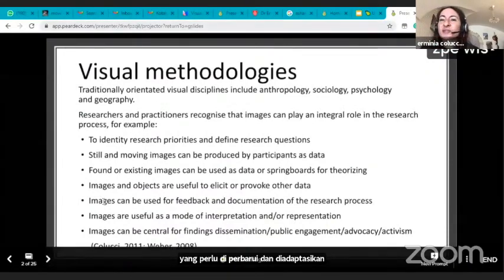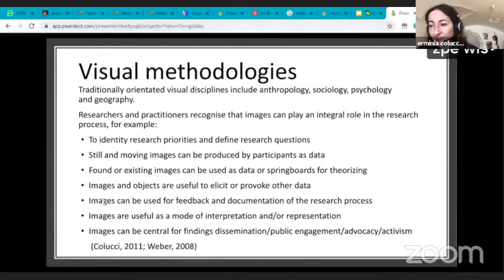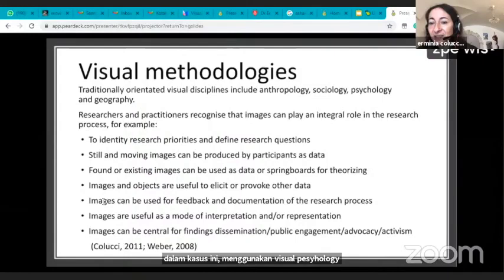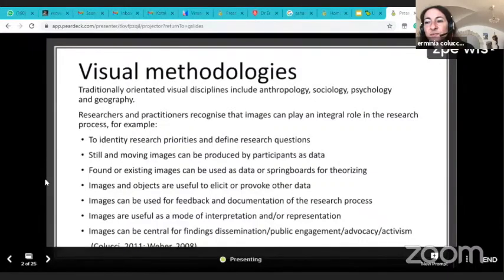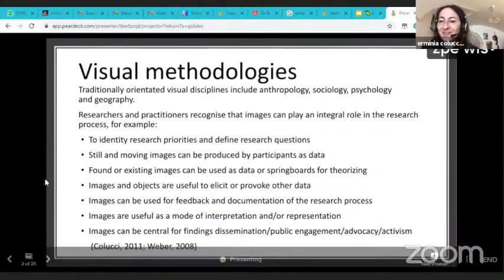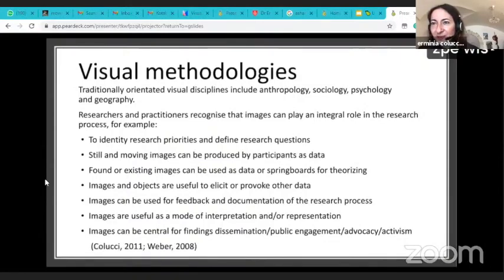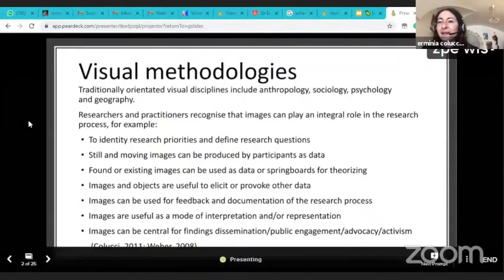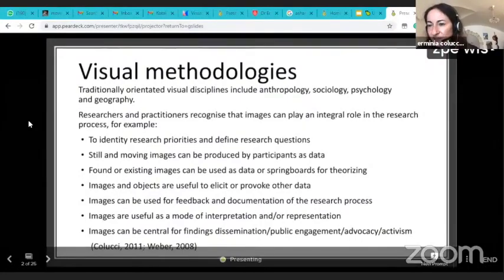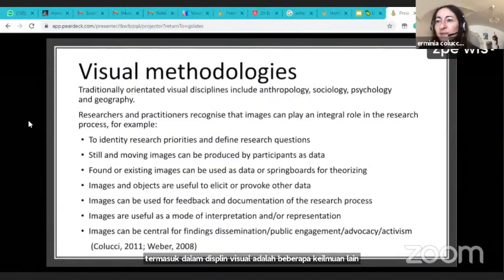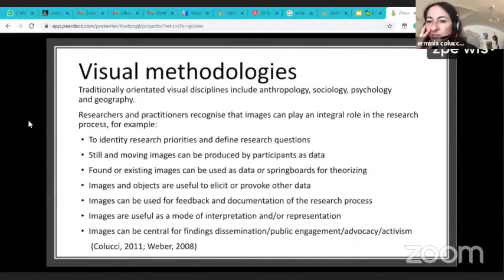Thank you, Wulan. So traditionally, the disciplines oriented toward visual methods have been anthropology and sociology in particular, but also, to a lesser degree, psychology and geography. In fact, my own background is in visual anthropology as well as cultural psychiatry and psychology, so I bring together learning from different disciplines in my own research.